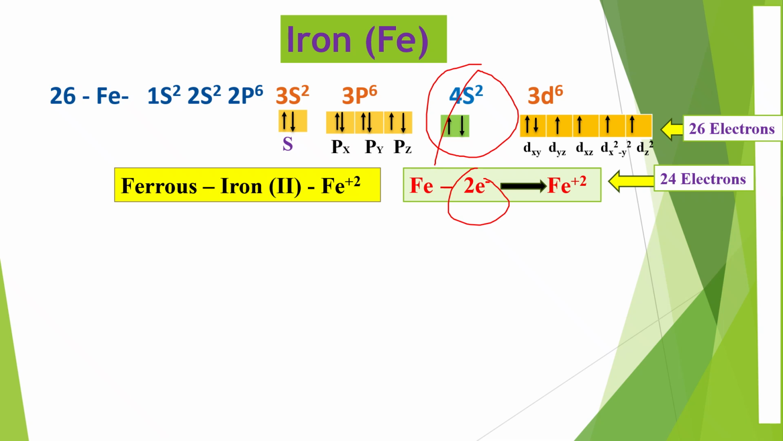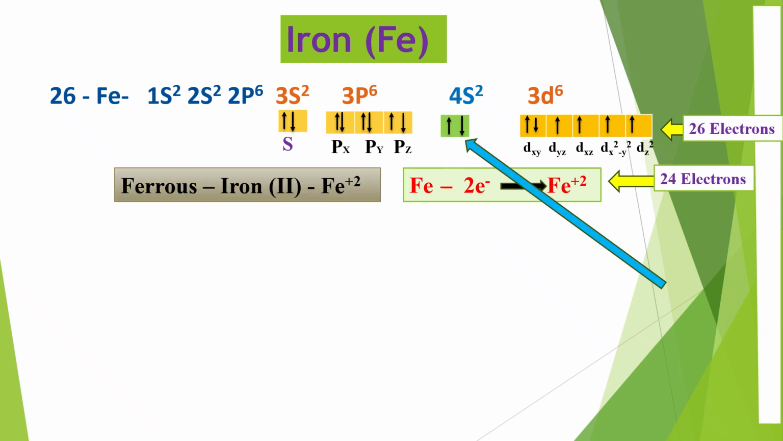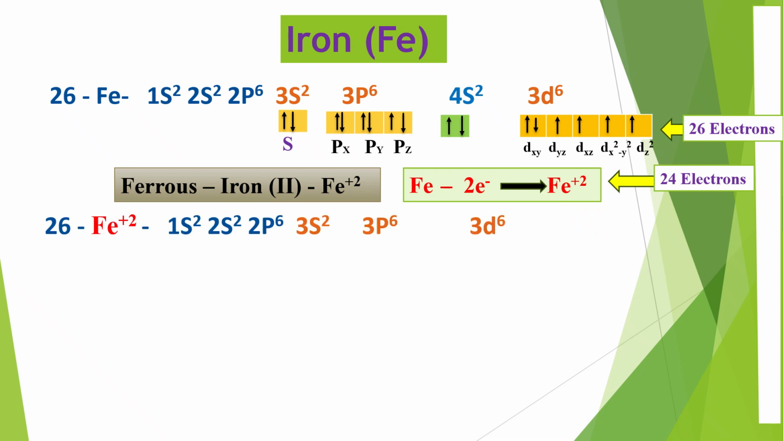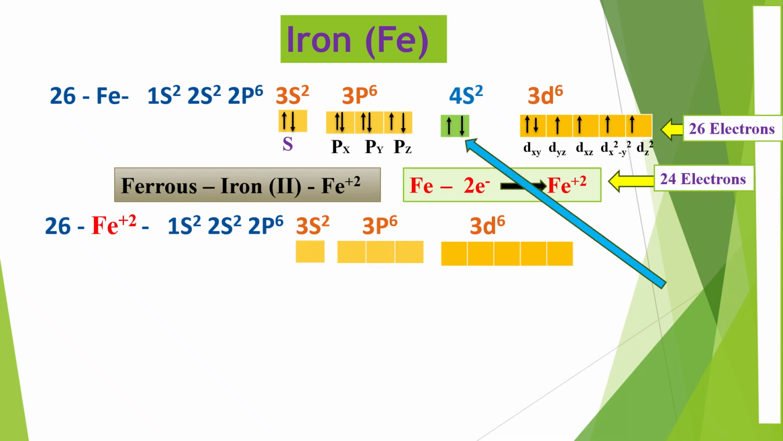From the 4s orbital. So you remove 2 electrons from 4s, not from 3d. Why? Because the fourth is the valency shell, the outermost shell. Suppose you take a 4th class student, you have to remove him after the 3rd class. That's why you have to remove 2 electrons from the outermost shell. That's the 4th shell. So remove 2 electrons from 4s. There is the electronic configuration of ferrous.